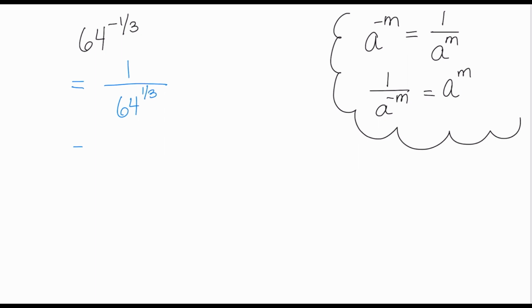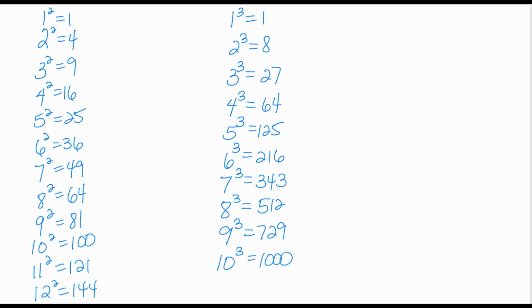64 to the 1/3 power just means 1 over the cube root of 64. And of course, we know the cube root of 64 is 4. So this is my final answer. Take a look at your screen.